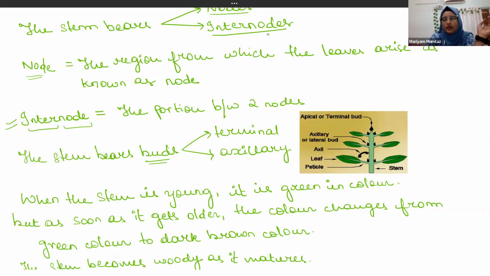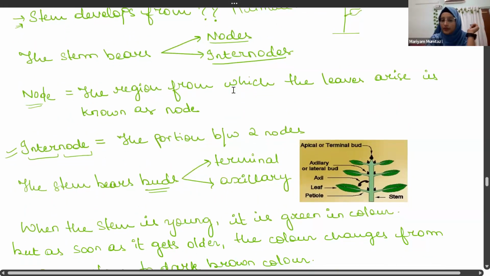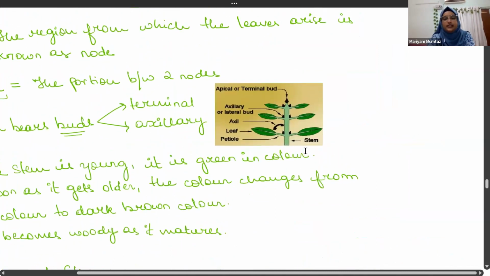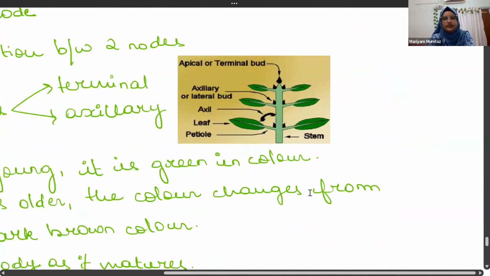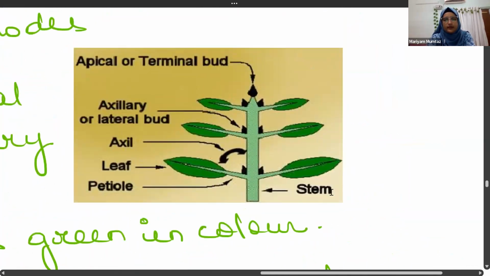So did you understand node and internode? Yes. Okay, good. So the stem bears two structures. Those are nodes and internodes, and the stem developed from the plumule. Okay. Now see, I'd also like to tell you before moving forward. Do you see this diagram? Is it clearly visible on your screen? Yes. Okay.